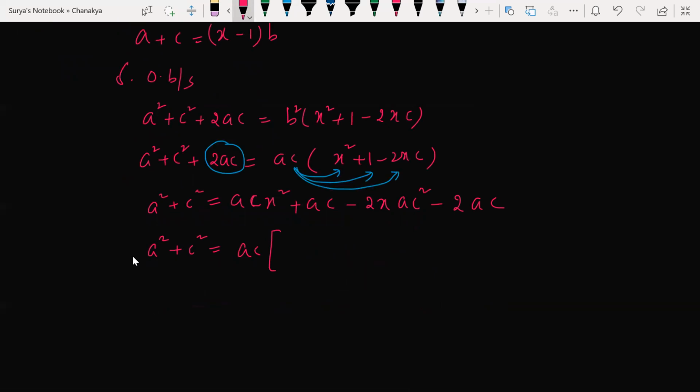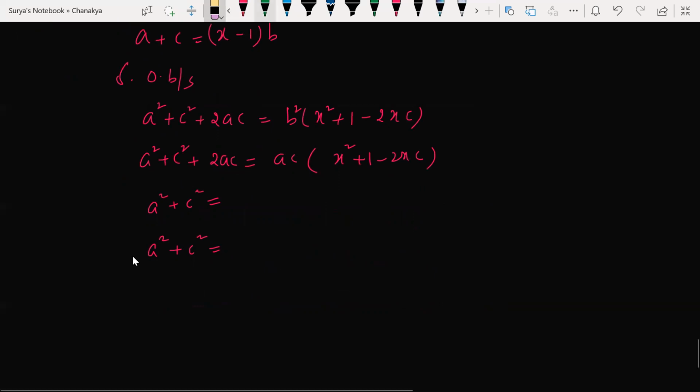Sir, why do we need to multiply each and everything, or else you can directly write like this, no problem. Directly let's write here. Let us not write all this stuff. It takes time. Let me do one thing here. Yes, Adesha.